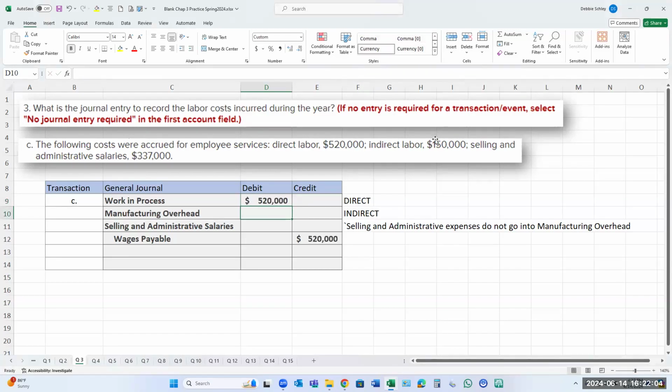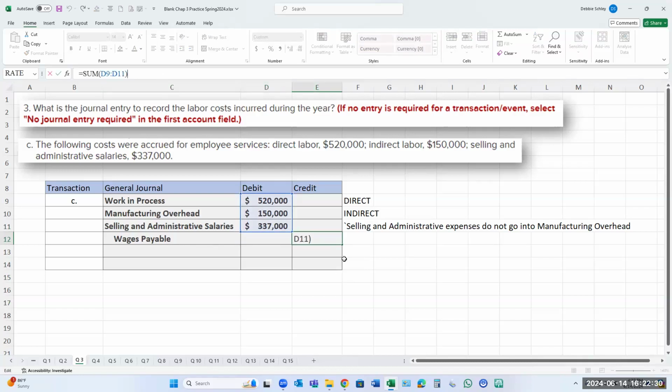Indirect labor goes into manufacturing overhead as a debit. And selling and administrative salaries have their own account because they are a period cost, where direct and indirect labors are product costs. So that's why they get their own. And then wages payable will be our credit. And that total is just the three of those added together. So that's your journal entry for labor costs.